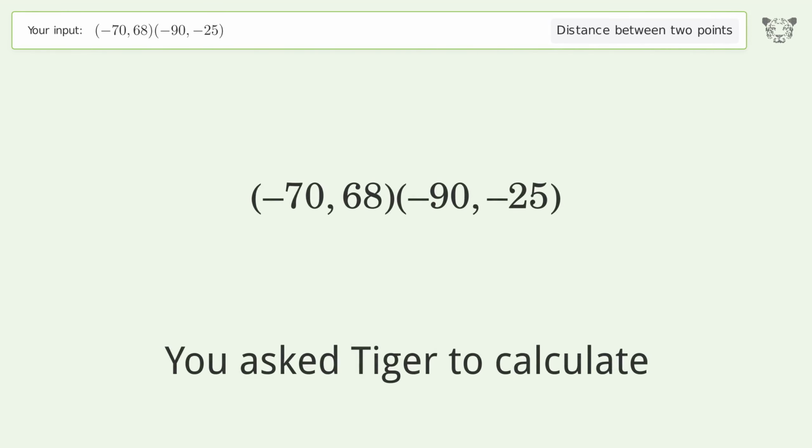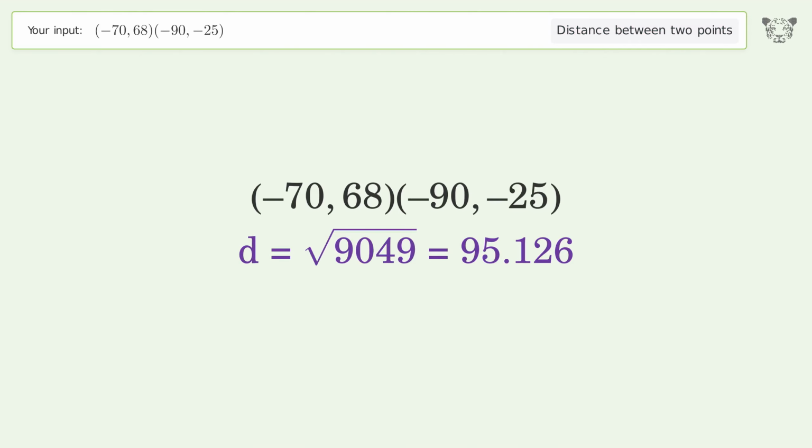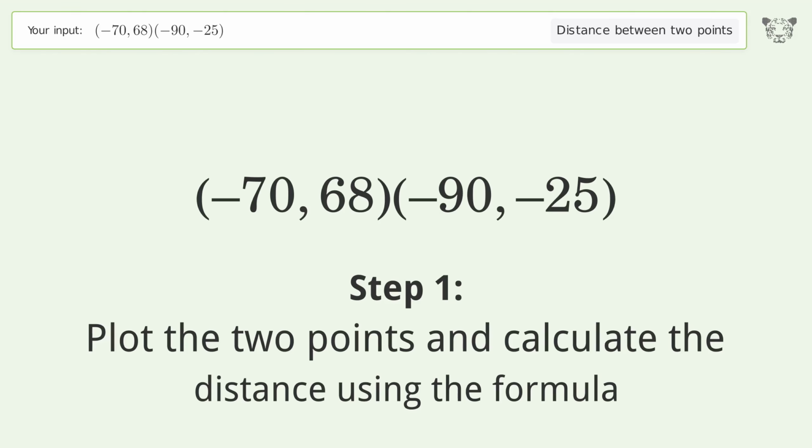You ask Tiger to calculate. This deals with the distance between 2 points. The distance between the 2 points is the square root of 9,049, or 95.126. Let's solve it step by step. Plot the 2 points and calculate the distance using the formula.